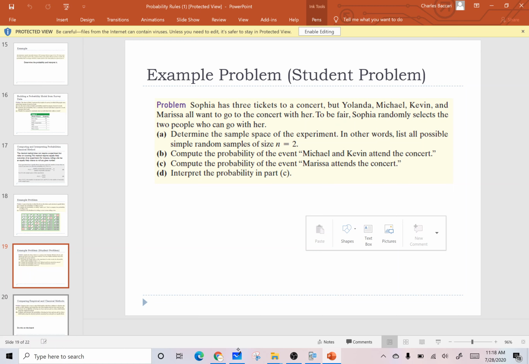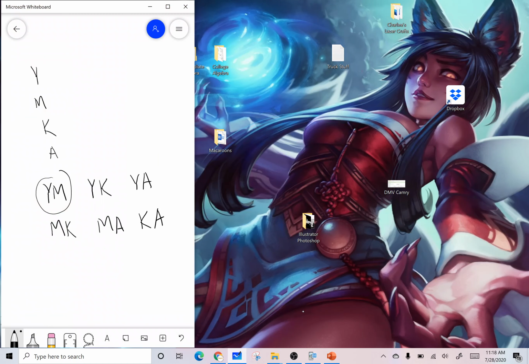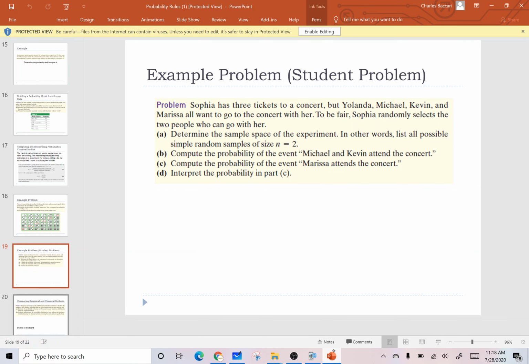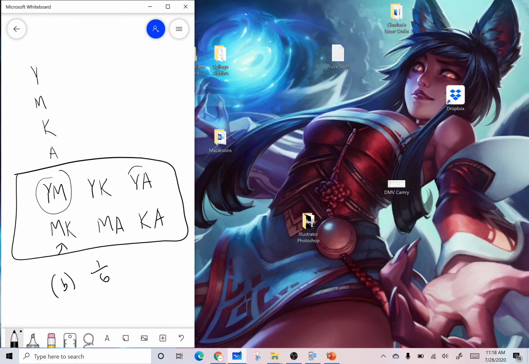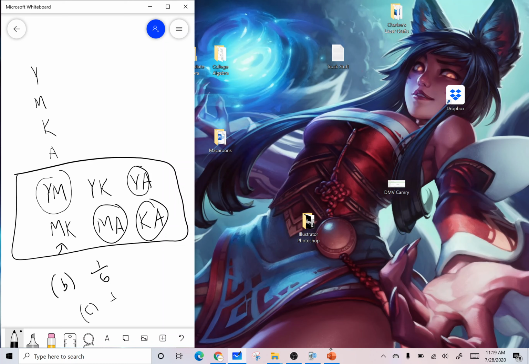Compute the probability of Michael and Kevin. Well, Michael and Kevin is this one. There's a 1 out of 6 chance. That's part B. Here's the 6 total possible. Part C, compute the probability that Marissa attends the concert. Anyone with an A in it. This one, this one, this one. So it looks like a 3 out of 6 chance, so that's a 50% chance.